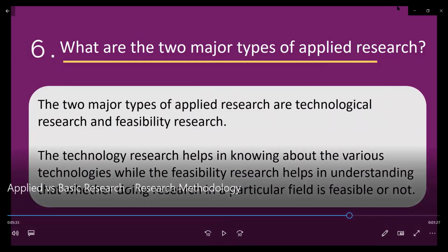Okay. Yes. Just some introduction, I just share some introduction only. Okay, so you know the definitions of applied research and basic research, or fundamental research.